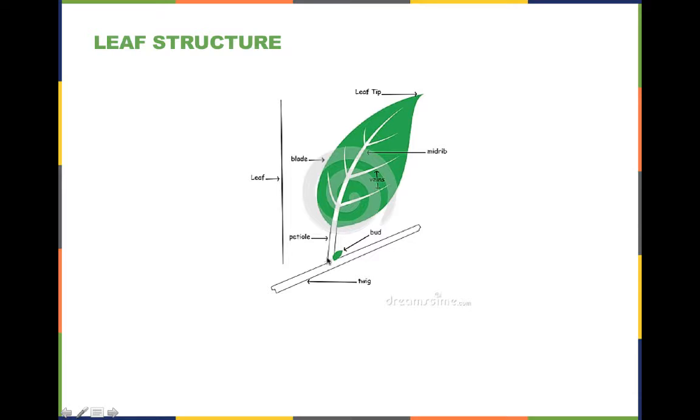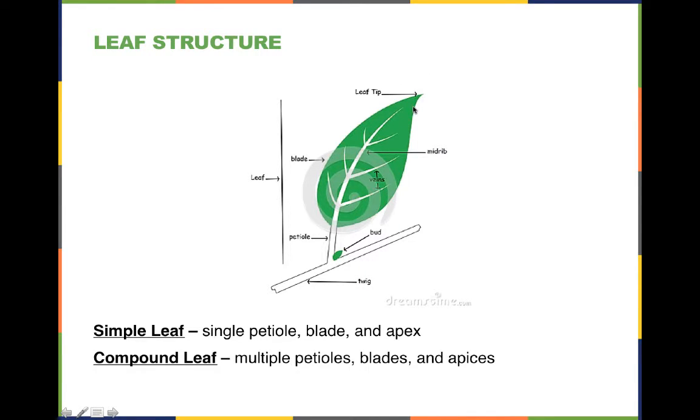Now, this entire structure from here all the way up is a single leaf. So a simple leaf is you have a single petiole, a single blade, and one apex. A compound leaf contains many petioles, many blades, and many apices, and I'll show you an example of that in the near future here.